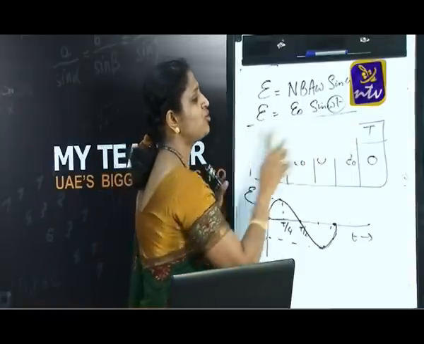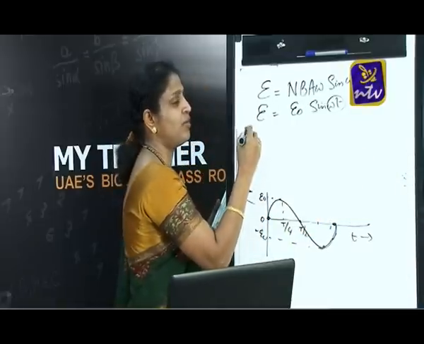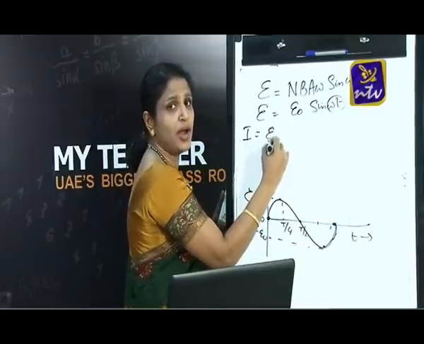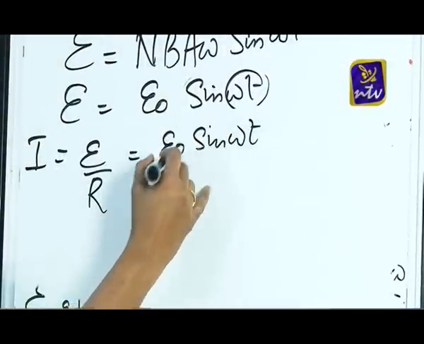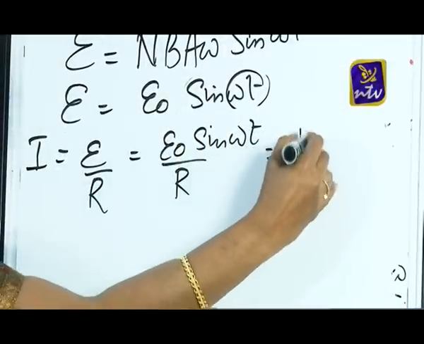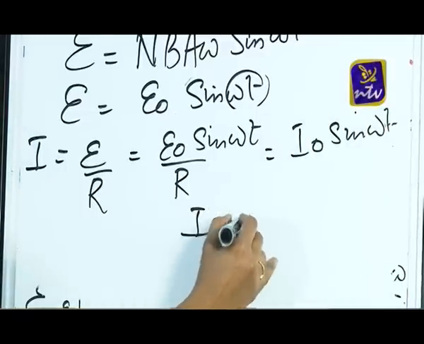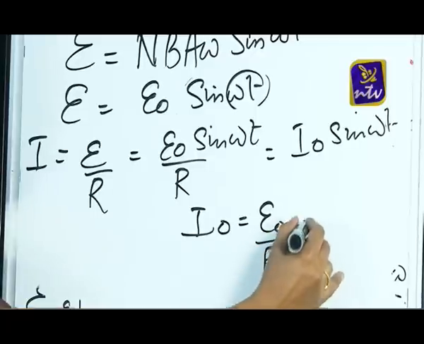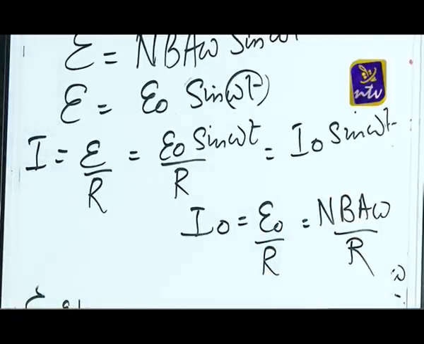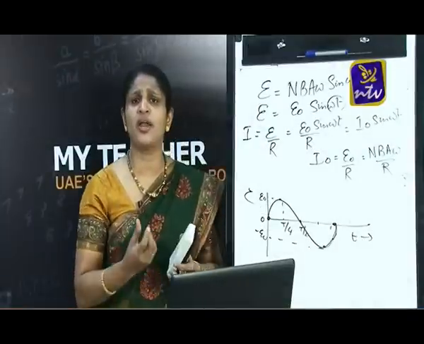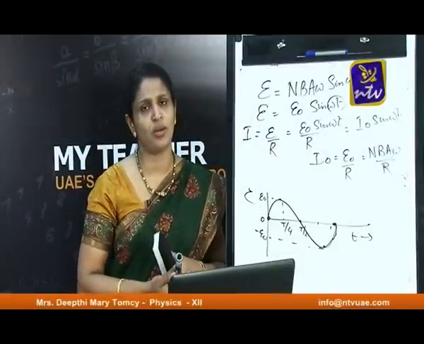be a sinusoidal one, varying with respect to time, because current is given by the formula E divided by R, that is equal to E0 sin omega t divided by R, that is giving you I0 sin omega t. So, what is the maximum value of current? E0 divided by R, that is equal to NBA omega divided by R. Thus, we can induce current also by changing the orientation of the coil.